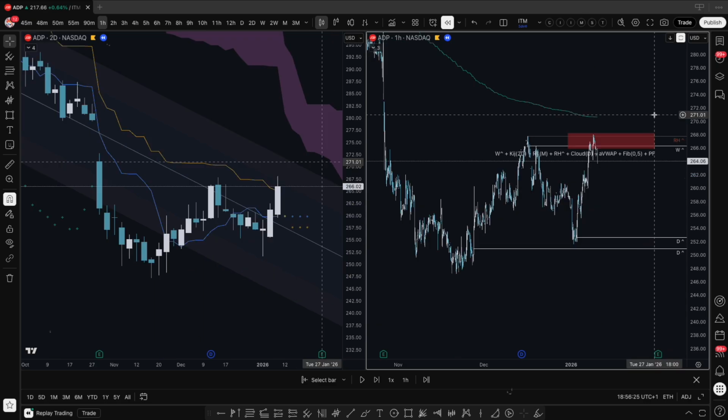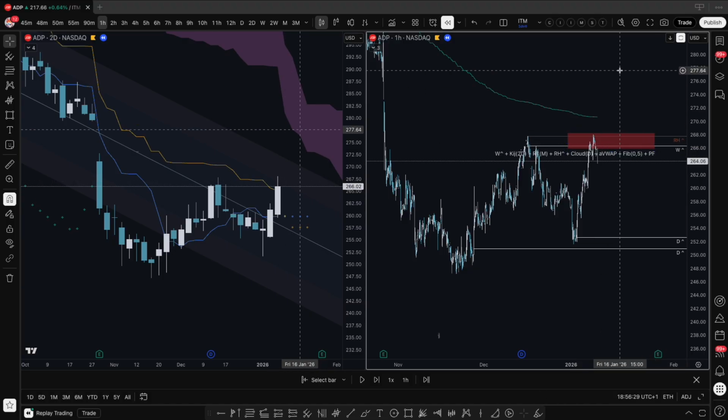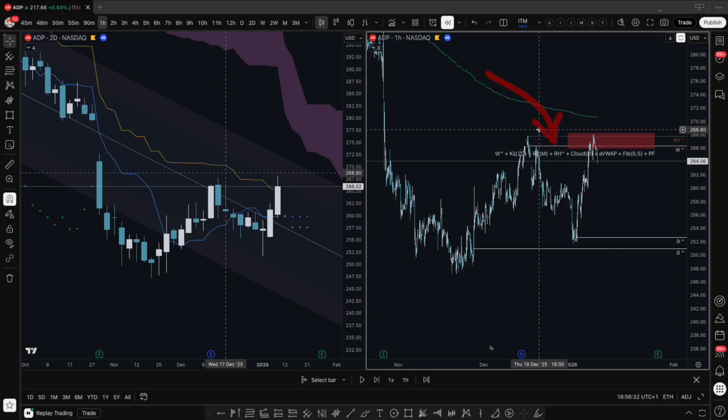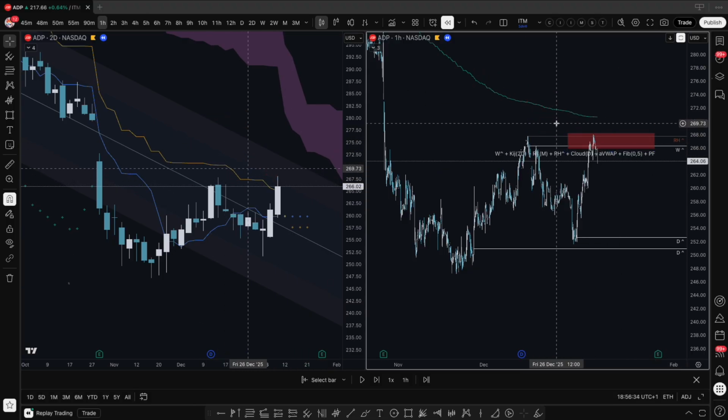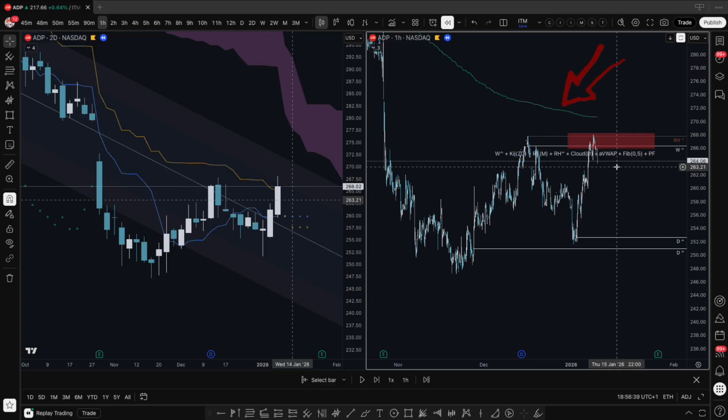Alright, so for now we have 8 confluences in one area of interest, which are weekly level, 2 days Kijun, R1 monthly pivot, range high, cloud daily, anchored VWAP, Fibonacci 0.5 and pitchfork. So yeah, we have quite a lot of confluences in one area. I think that's it with the technical analysis. Let's move on to Market Cipher. Let's see what it will tell us.